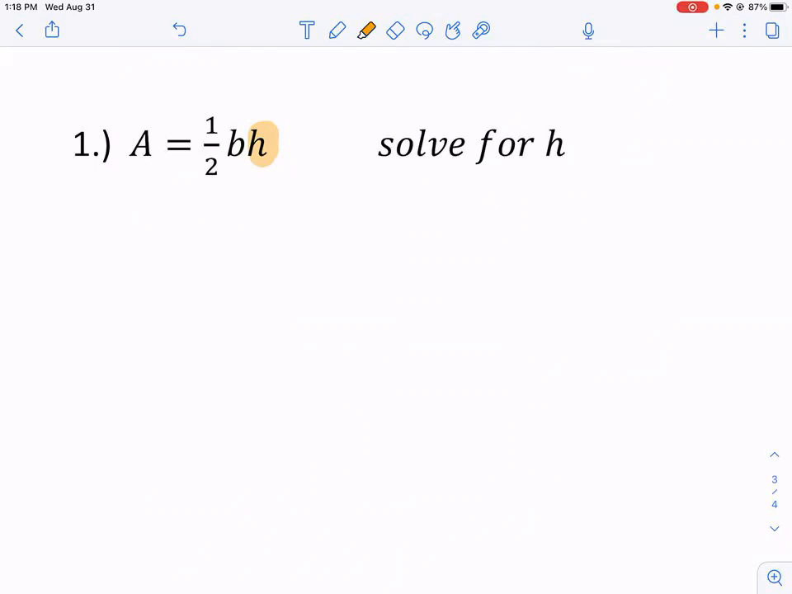Half. What am I going to multiply by to get rid of 1/2? Multiply by 2. What's 2 times 1/2? Yes. So we're going to multiply both sides by 2. Okay. So 2A equals BH.